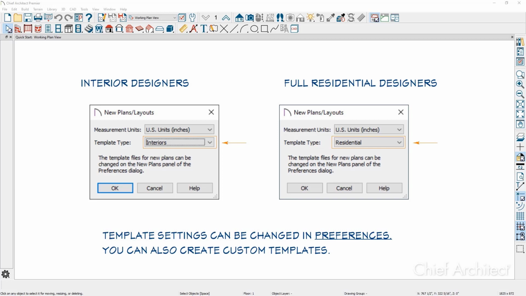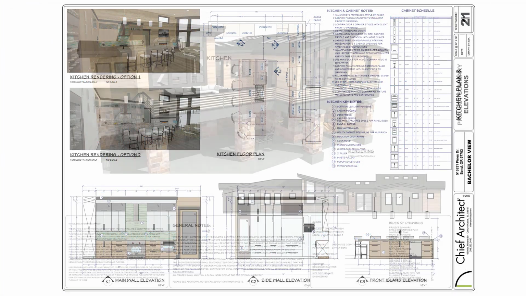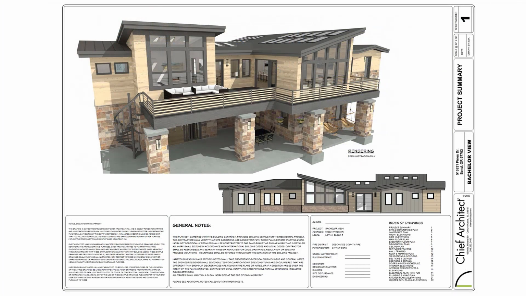When you start your first project, the program will ask you which template to use, one that's optimized for interior designers, or one optimized for full residential designers. You can always change this later in your preferences. As you get comfortable using the software, there are settings you will likely want to customize for your own template plan, such as room height, cabinet colors, or title blocks for layout pages.